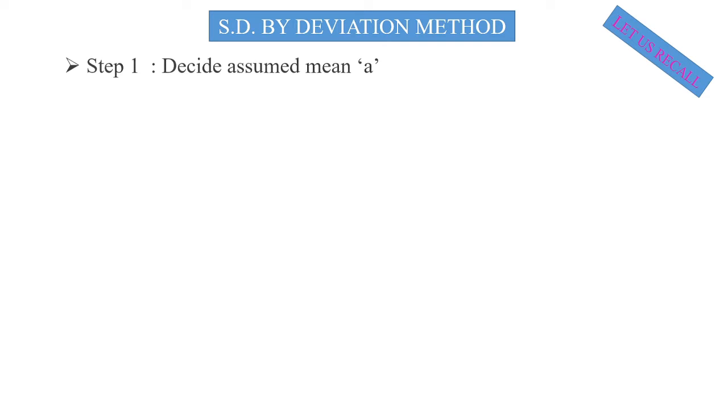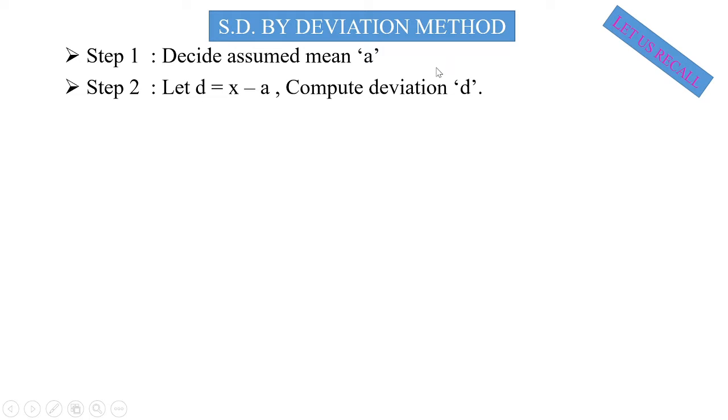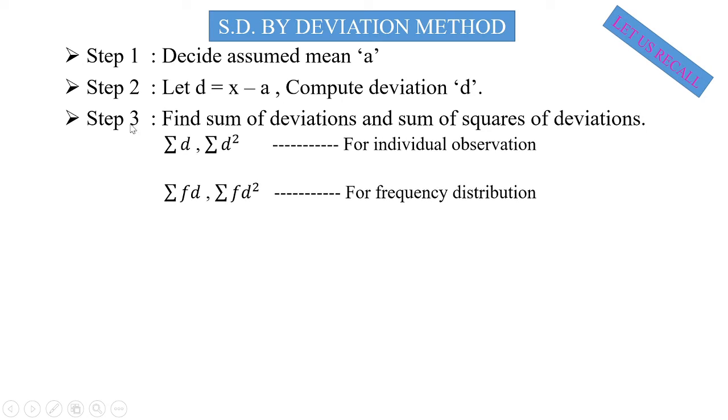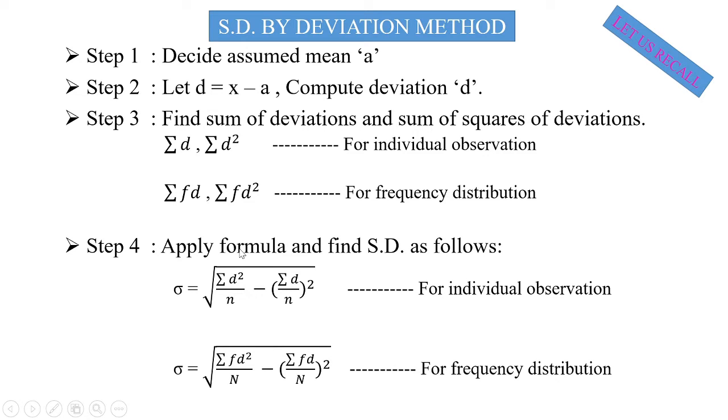Let us recall first. In the last lecture, we learned how to find standard deviation by deviation method, and we saw some steps. Step number 1, decide the assumed mean. Step number 2, d is equal to x minus A. Step number 3, find sum of deviation and sum of square of deviation, that is summation of d and summation of d square for individual observation, summation of fd and summation of fd square for frequency distribution, and step number 4, the formula to find standard deviation.